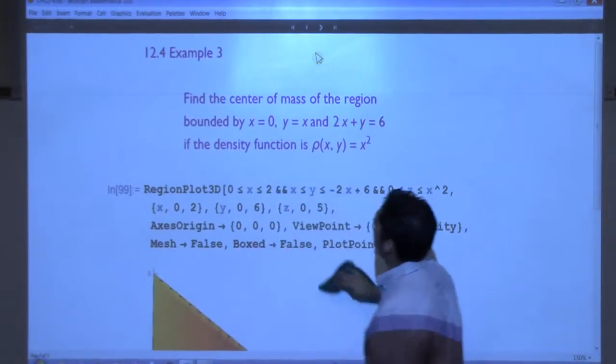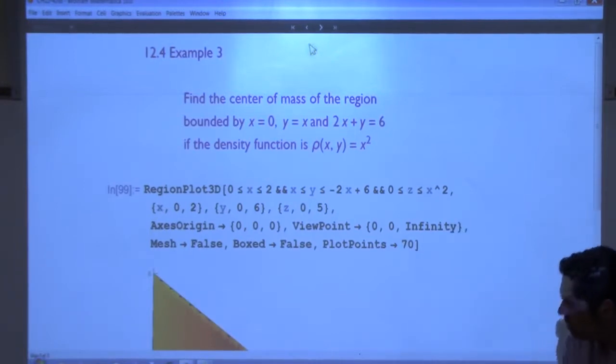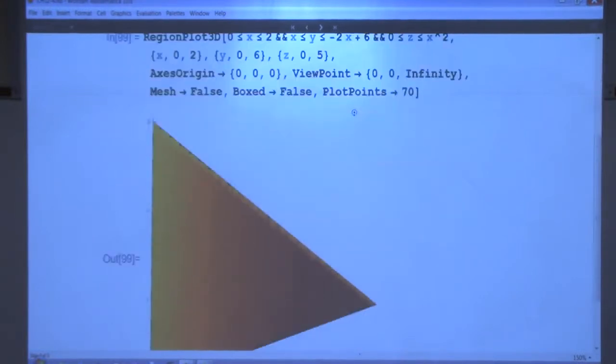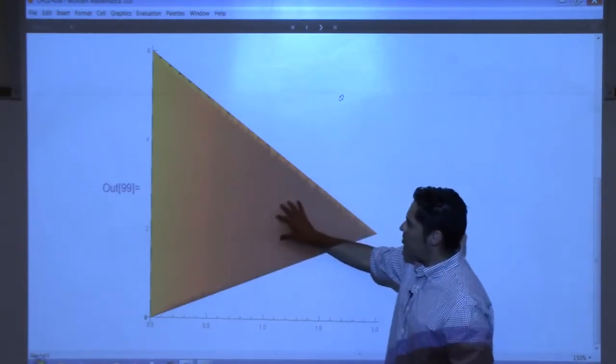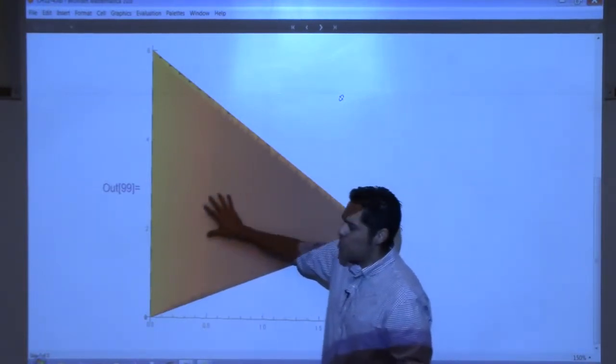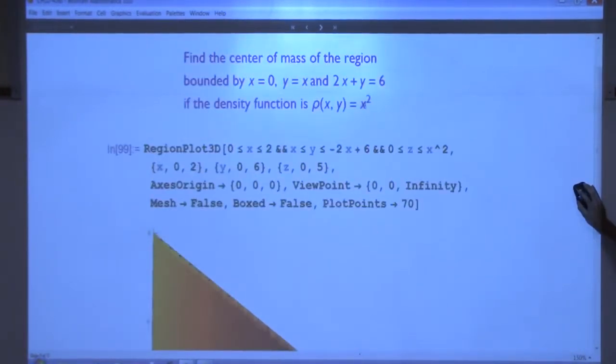Here's an example where you're asked to find the center of mass of a region bounded by some things, and then I give you the density function here. What I wanted to do with this was to just show you this is the lamina. It has a variable density. Can you see that the darker shades represent where it's more dense, and the lighter shades where it's less dense? How dense it is depends on the x value. For this particular density function, the x value dictates how dense you are. So the bigger x is, the bigger your density is.